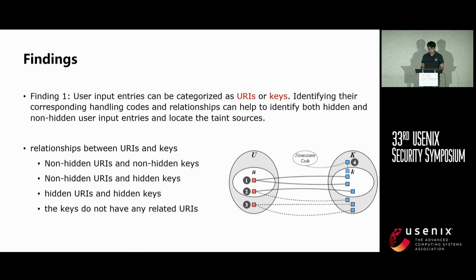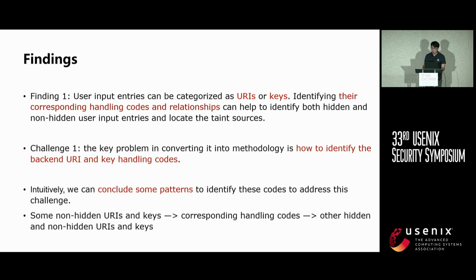Identifying URI and key handling codes and relationships can help to identify both hidden and non-hidden user input attributes and locate the tainted source. And we found there are 4 relationships between the URIs and keys in the front end and back end, including hidden and non-hidden data.